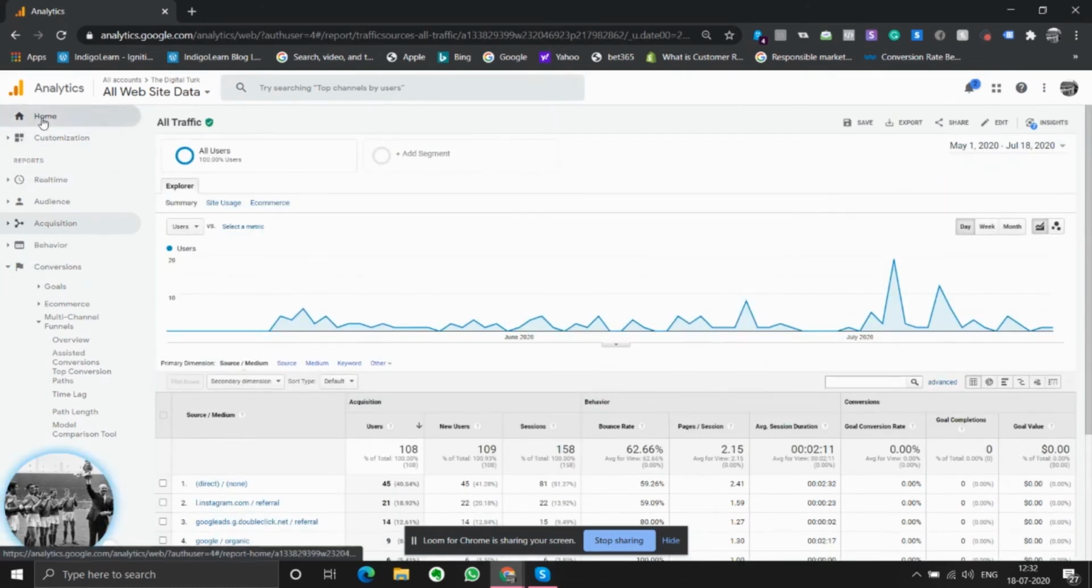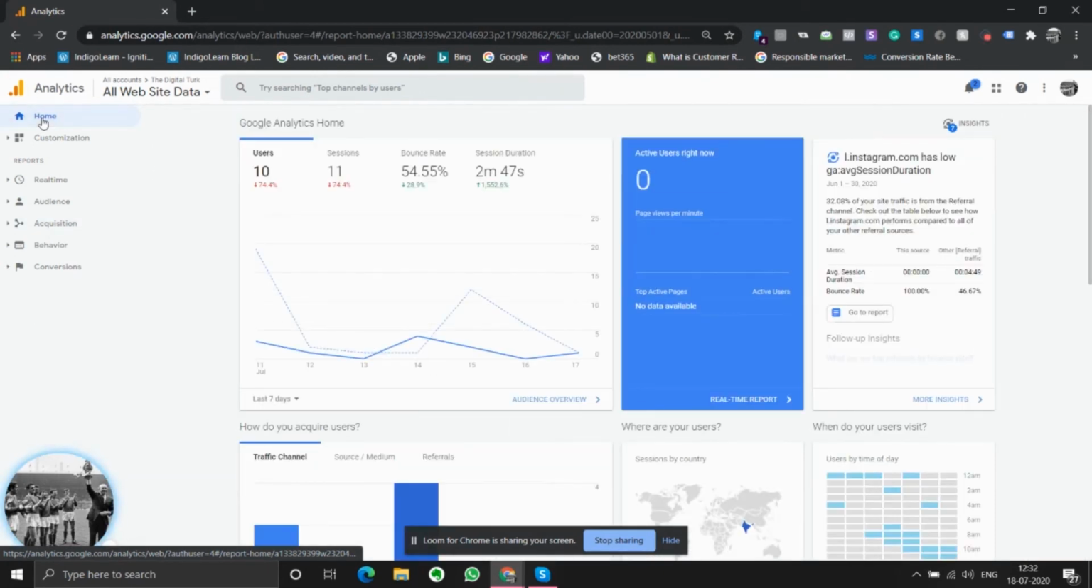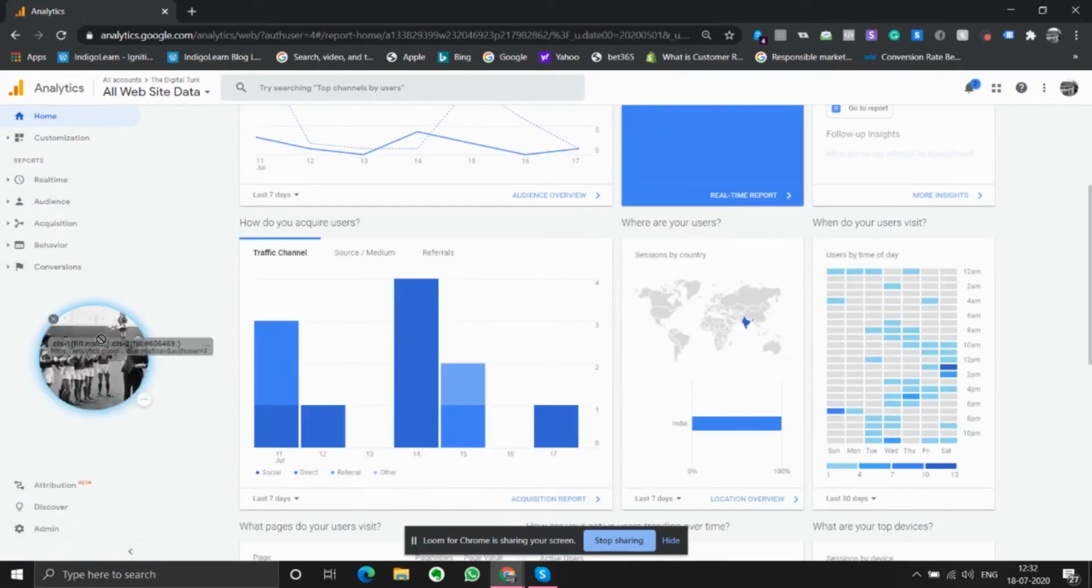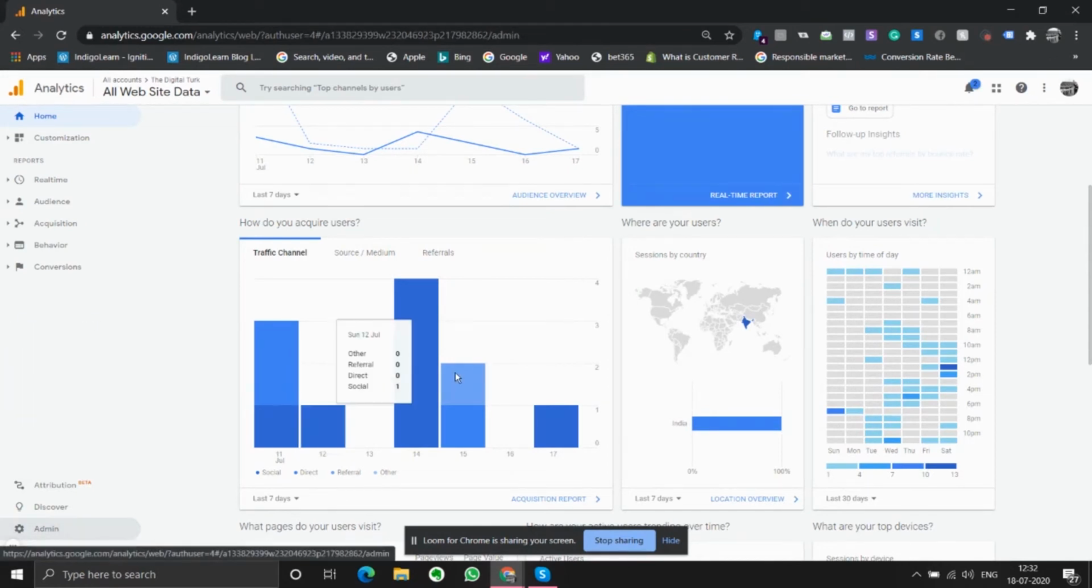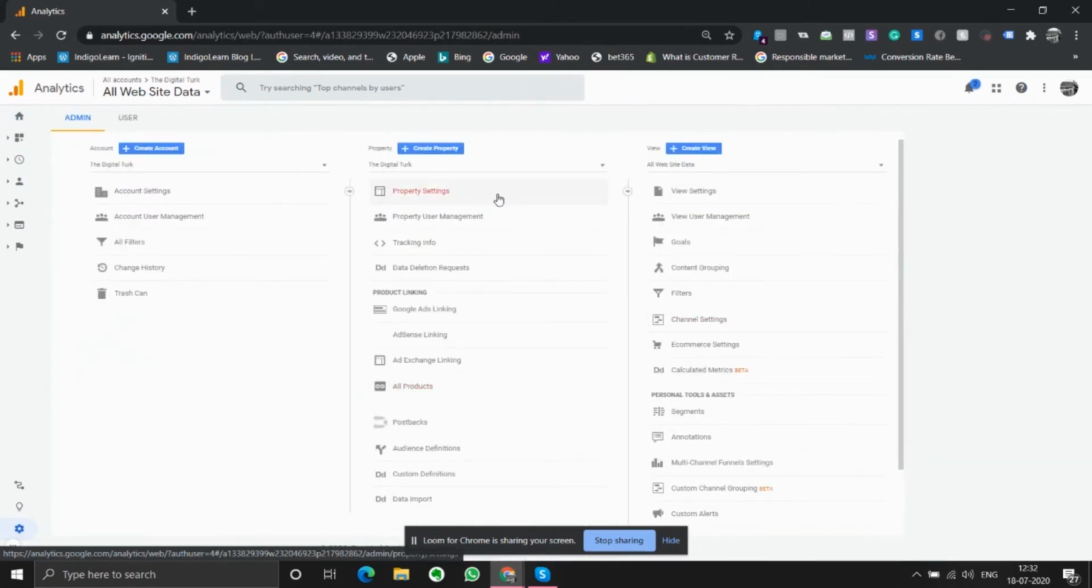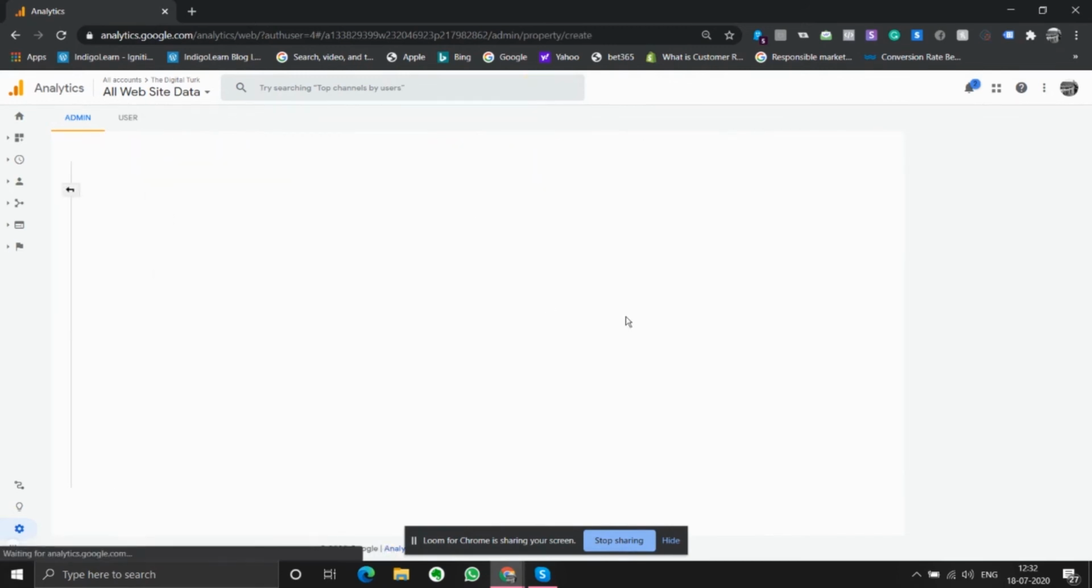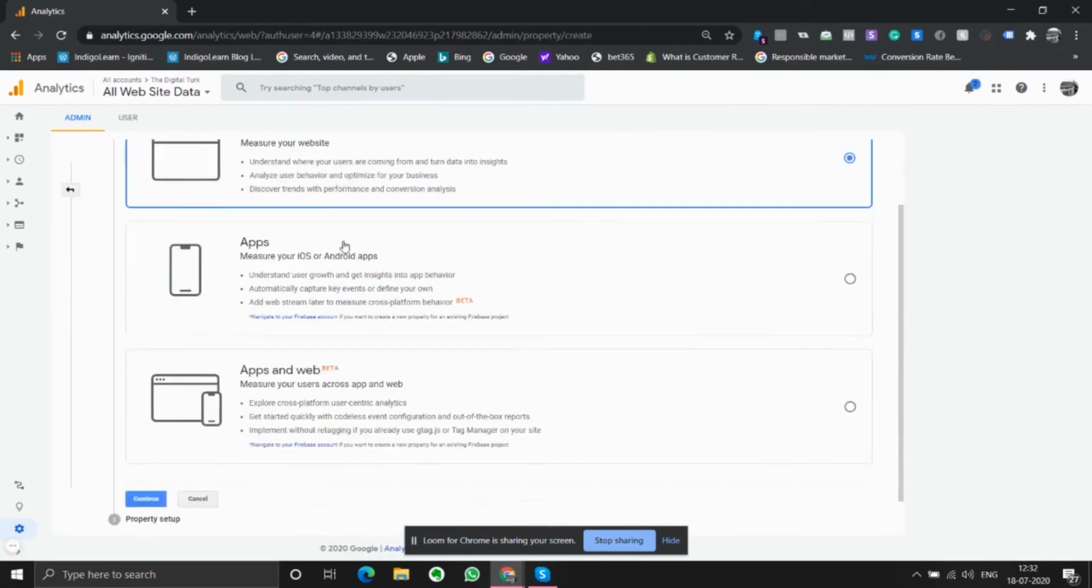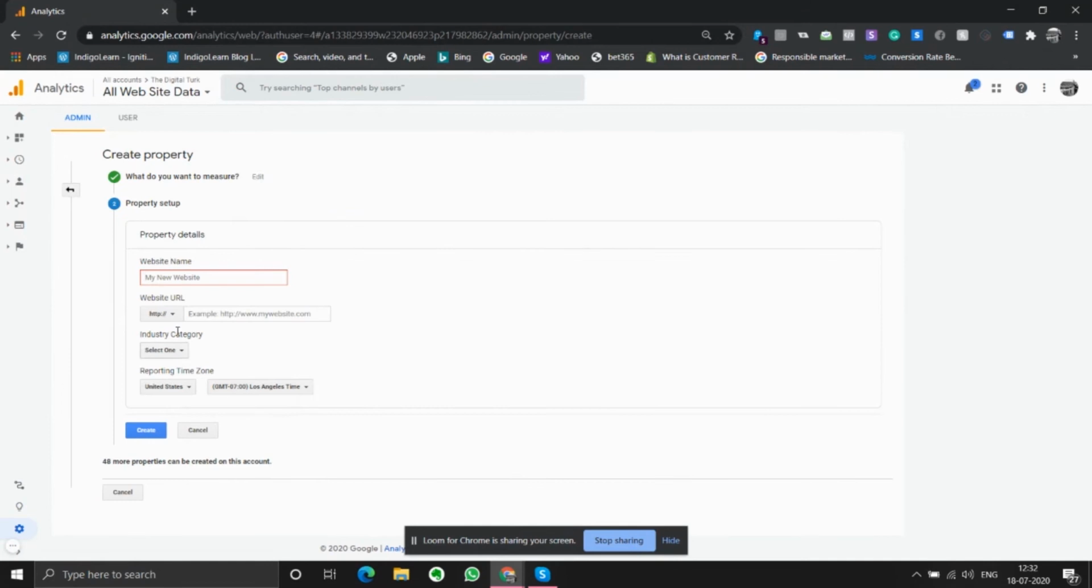Now, the other question, or to be very honest, the most basic question, is how do you install GA? How do you install a Google Analytics account? Basically, when you go over here, go to admin, then you have different types of properties here. Now, I want to create a new property, so I'll select this. I'll say web, I'll say continue, I'll say a website name, whatever.